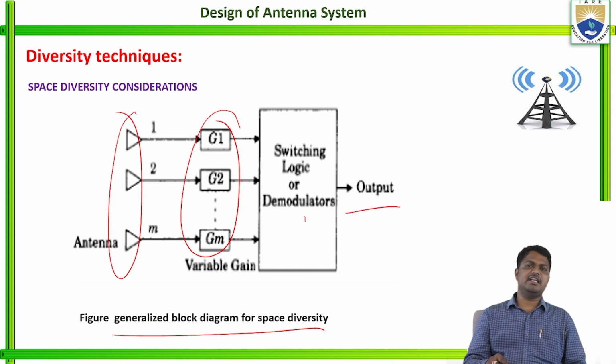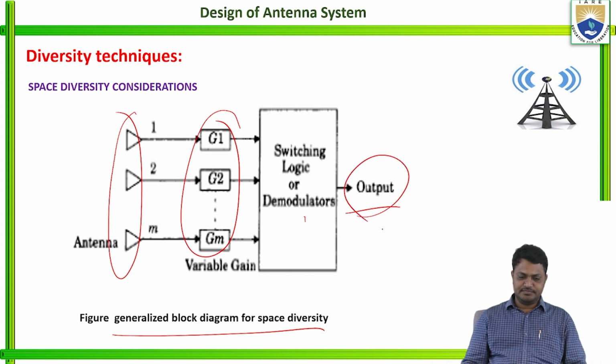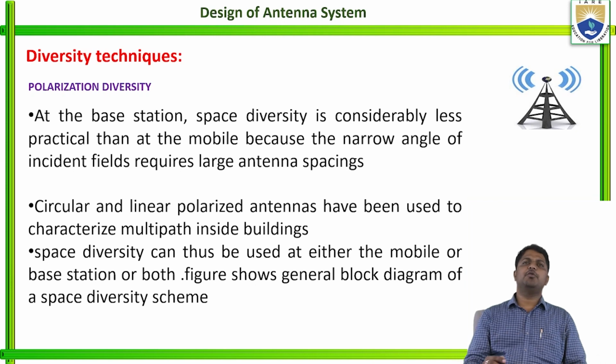When we are designing an antenna, we have to consider space diversity parameters also. Here, the antenna is connected to the variable gain only. Then the variable gain is connected to the demodulator circuit. The demodulator gives us the output of the antenna gain. The next one is polarization diversity.